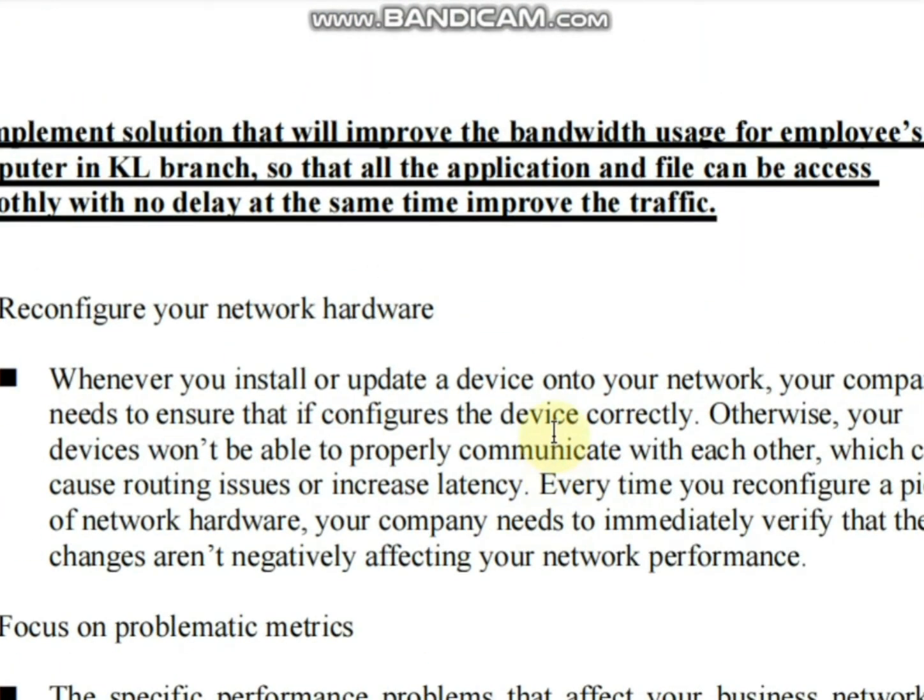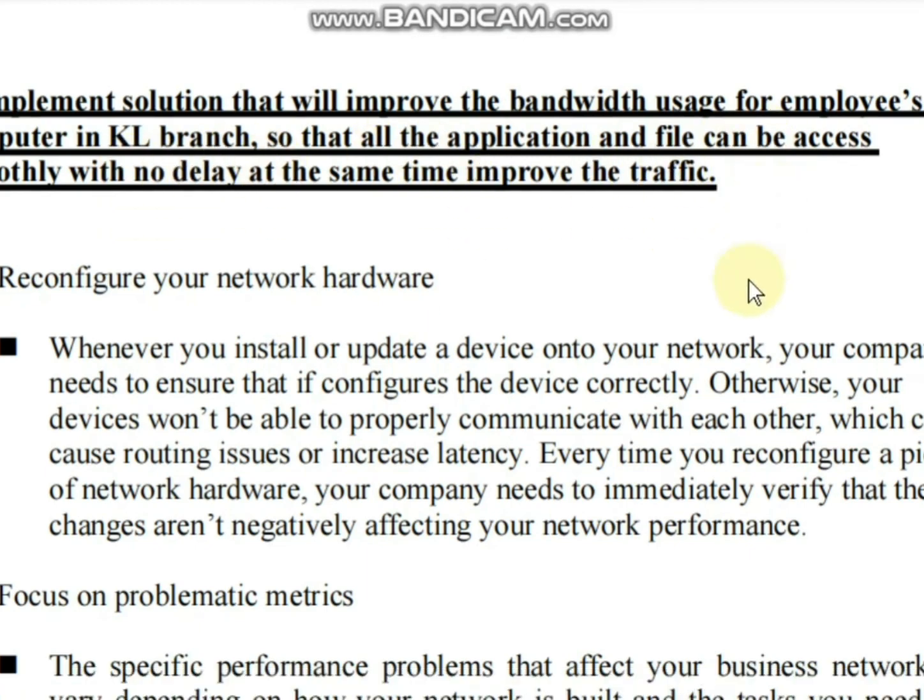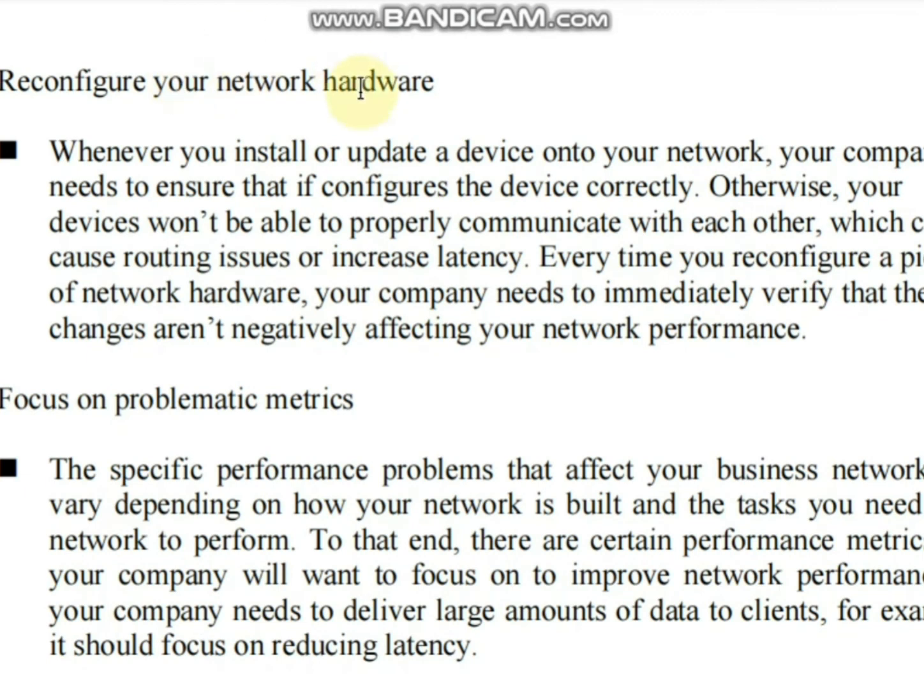Okay, now at question 2, they have asked us to implement a solution that will improve the bandwidth usage for employees' computers in the KL branch so that all the application files can be accessed smoothly with no delay, and at the same time improve the traffic. So for that, first you must reconfigure network hardware. Why? Because whenever you install or update a device on your network, your company needs to ensure that it configures the device correctly. Otherwise, the devices won't be able to properly communicate with each other, which can cause a routing issue or increased latency.